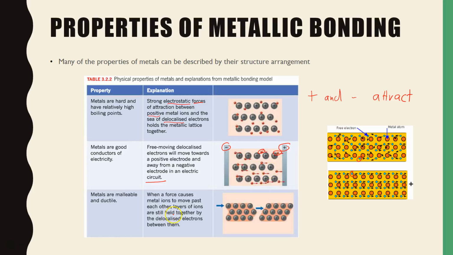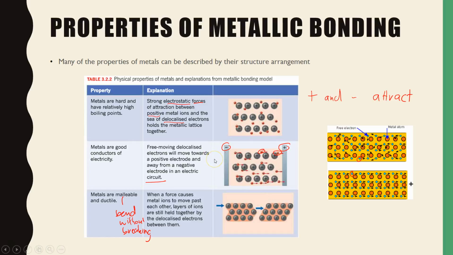Metals are malleable and ductile. Malleable means they can bend without breaking, and ductile means being able to draw them into a wire. When the metal is bent, the electrostatic forces allow the ions to slide past each other and hold them together. So the delocalized electrons enable the attraction between the positive ions, but they also enable them to slide along each other, so they can be bent without being broken easily.